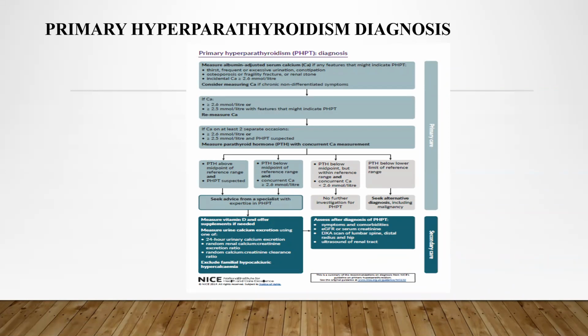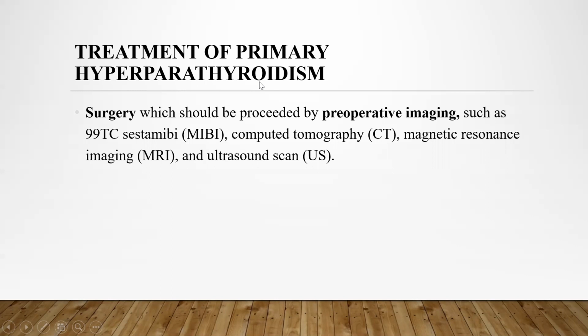And the treatment for primary hyperparathyroidism is surgery, but before the surgery, the specialist will do preoperative imaging to localize the hyperactive parathyroid glands, because we have 4 parathyroid glands in our body, or sometimes more. Sometimes there are ectopic parathyroid glands. So the surgeon needs to do imaging just to find out where exactly the hyperactive parathyroid is before they go to surgery.